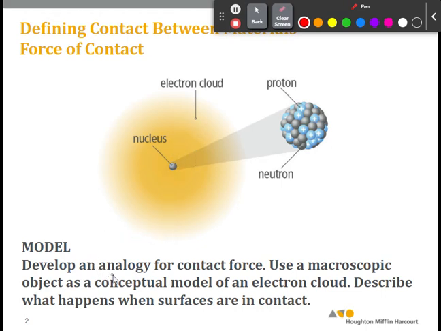So if we are going to develop an analogy for contact force using a macroscopic object, macroscopic means big enough to see or handle, not tiny like electrons and nuclei. If we use a macroscopic object as a conceptual model of an electron cloud, maybe if we wanted to envision contact between two atoms, we might use something like two cotton balls, right?